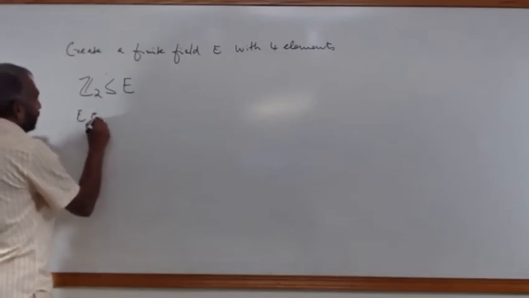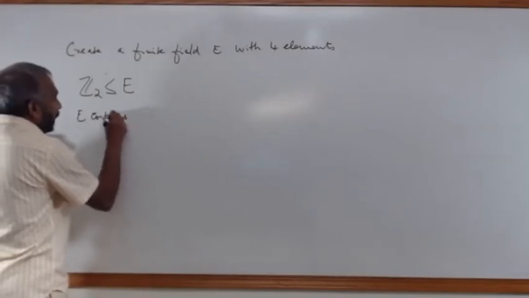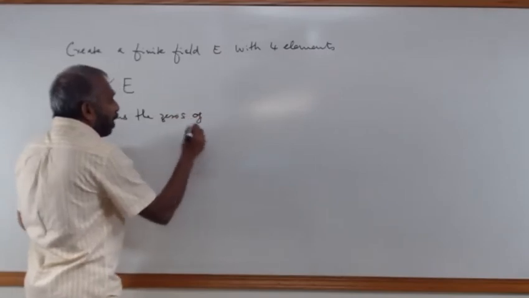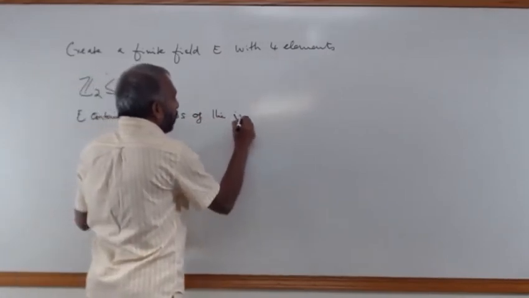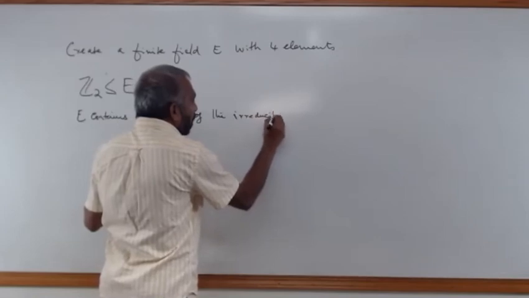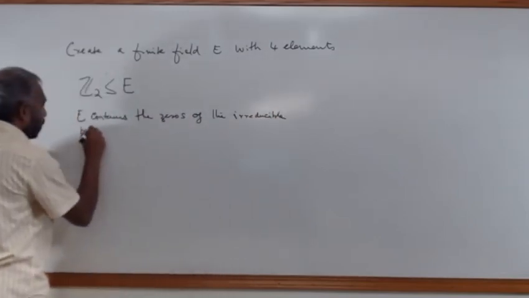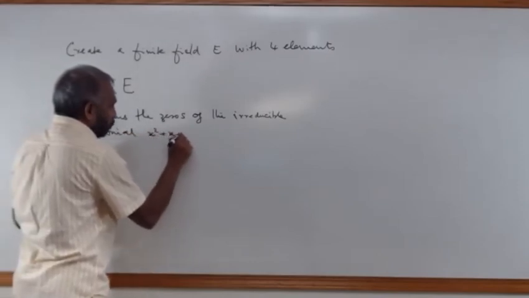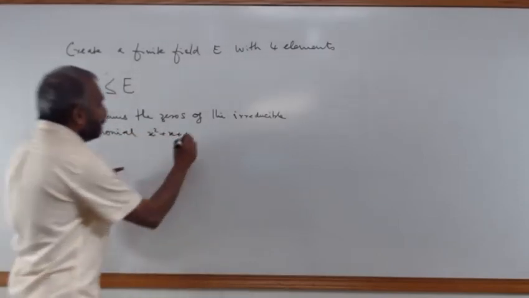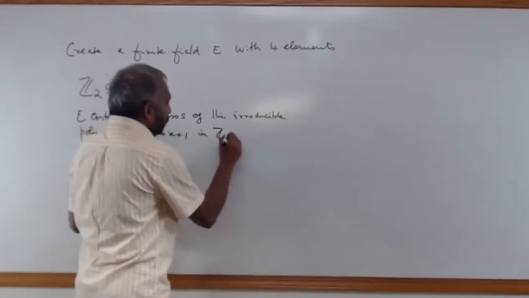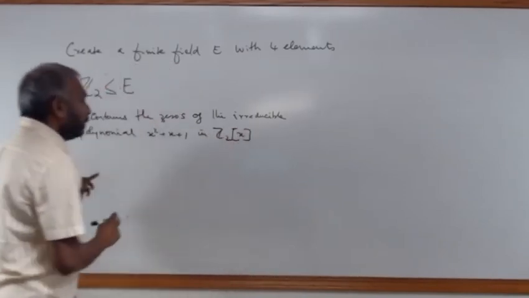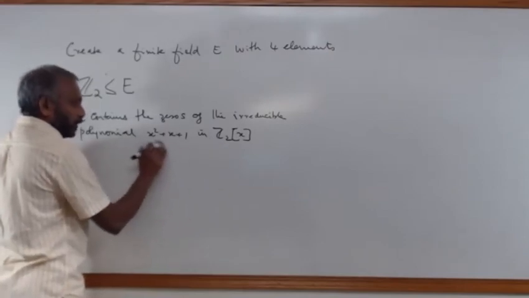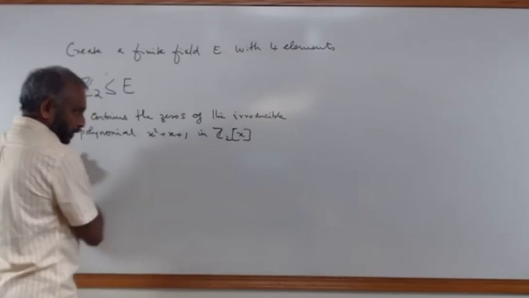E contains the zeros of the irreducible polynomial x square plus x plus 1 in Z2[x]. This is an irreducible polynomial because if you substitute 0 and 1, it doesn't become 0. It's not going to be 0.